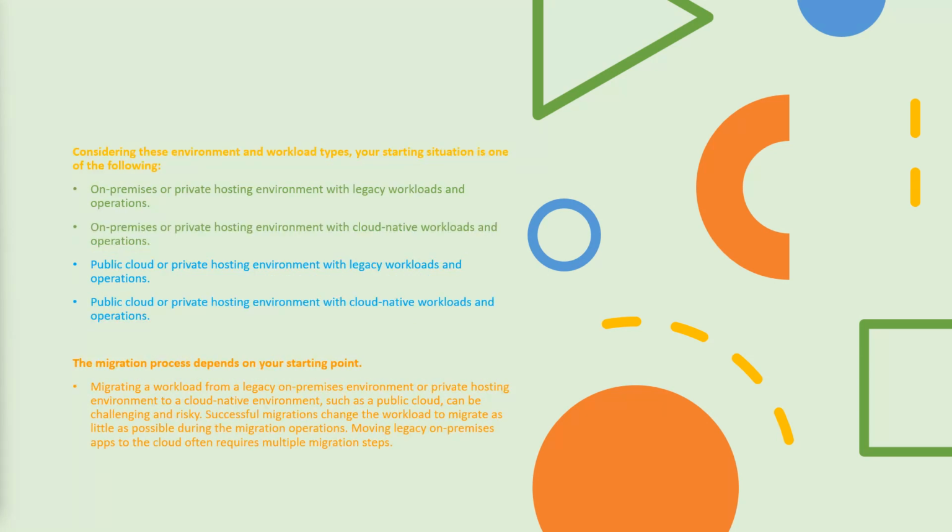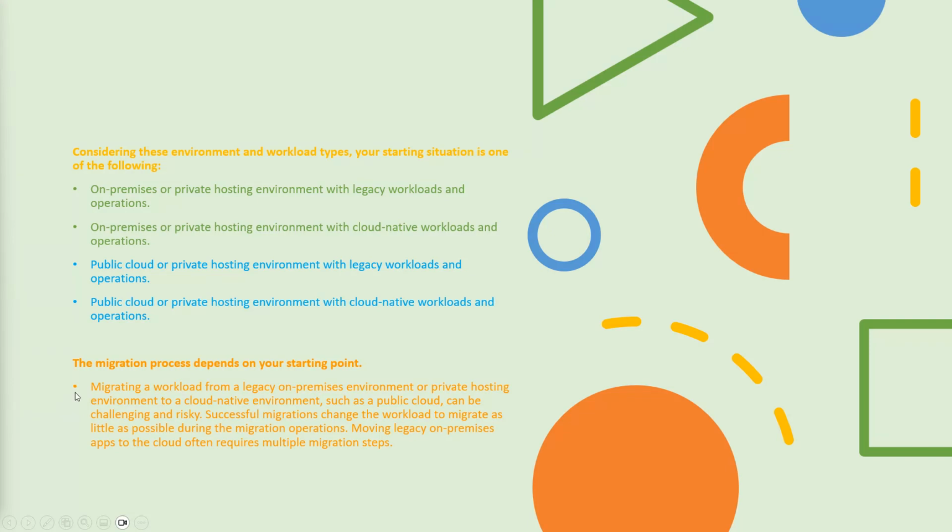So you should consider the following, for example, if you are deciding to move to the cloud from your on-prem. Number one is on-prem or private hosting with a legacy workload. We just talked about it. And then the same thing with the cloud native workload. The difference between the first two is a legacy workload as well as a cloud native workload. Then we talk about the public cloud or private hosting. This is another option you have, same with legacy and with cloud native. So these are the things you have to consider for your starting point.